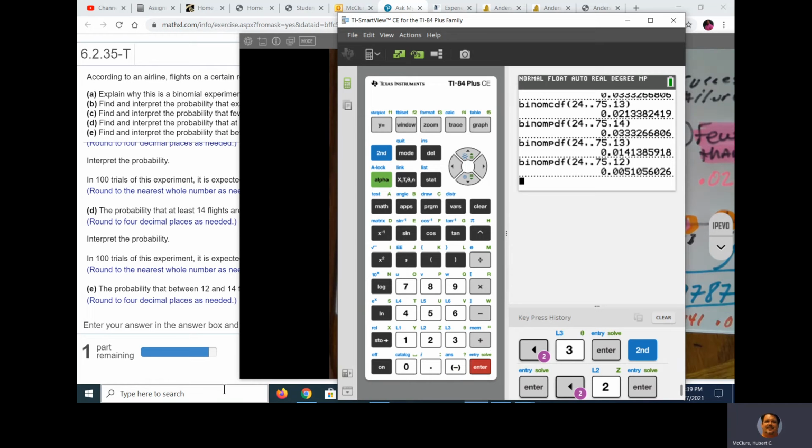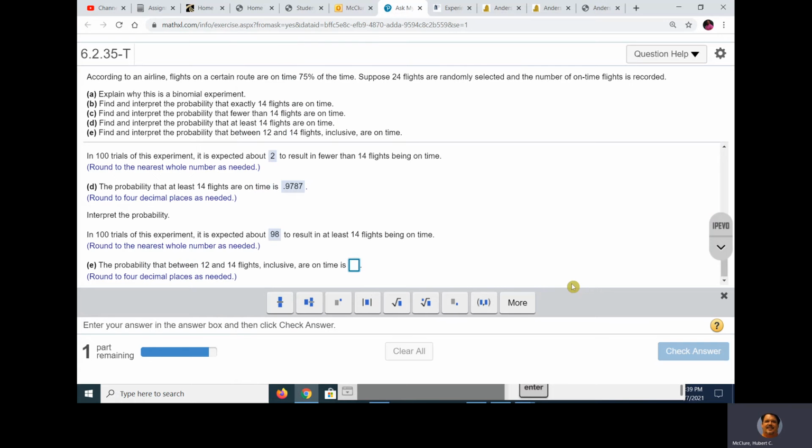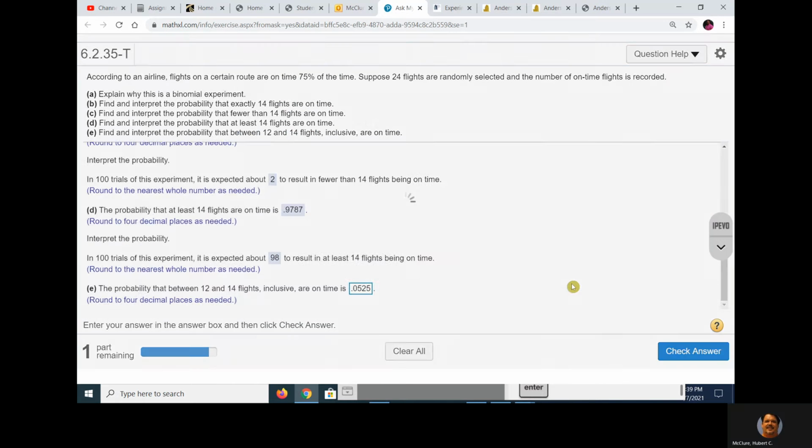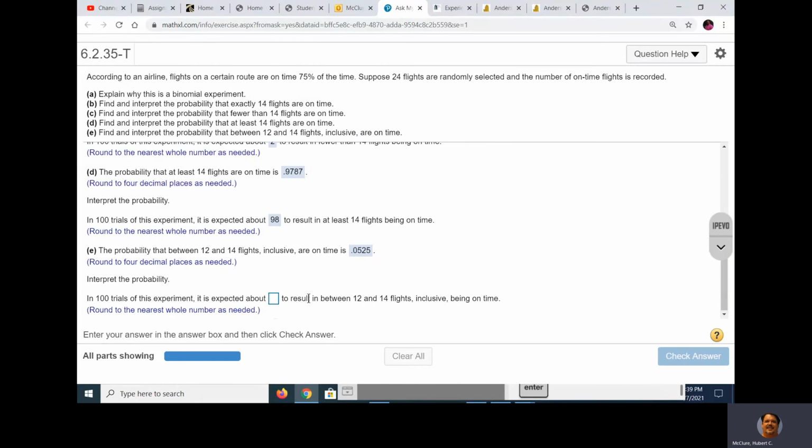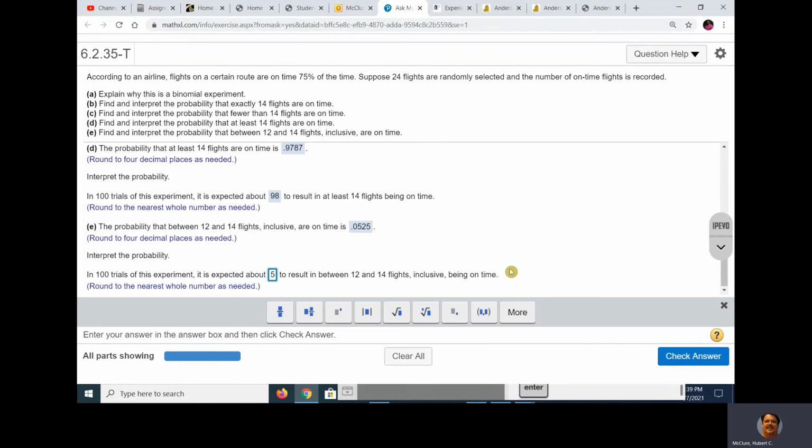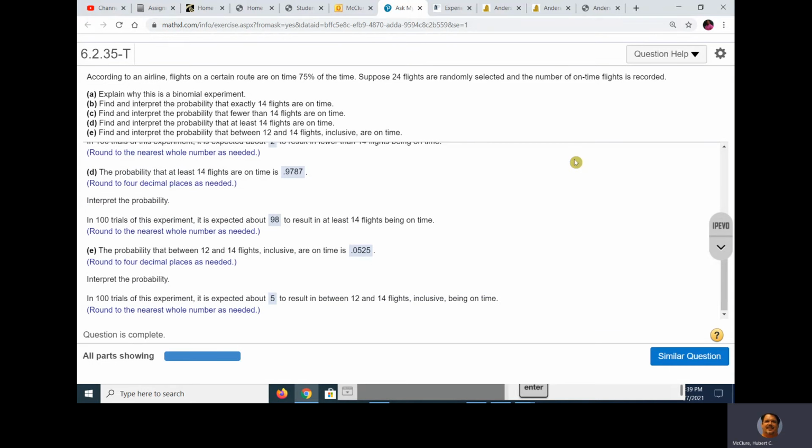And I'm going to add 0.0141 and 0.0333. And that is 0.0525. If you move the decimal 2 places to the right, that's going to be 5 flights. And that is a good, not the whole test question, but each one of these, B through E, are good test questions.